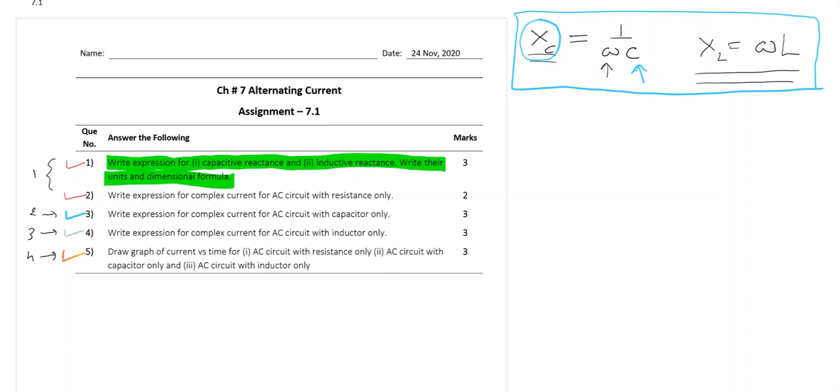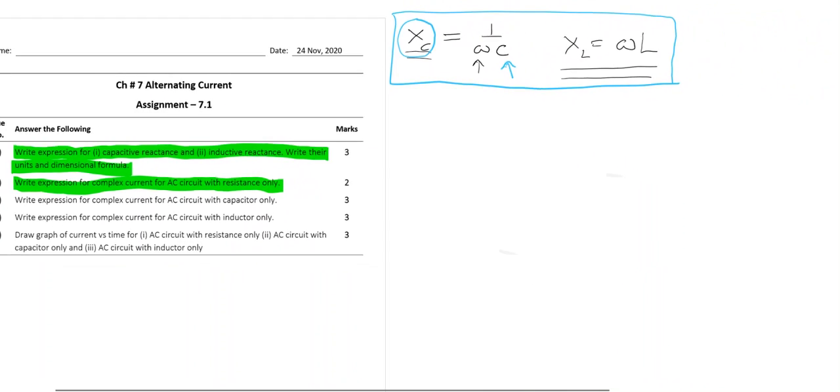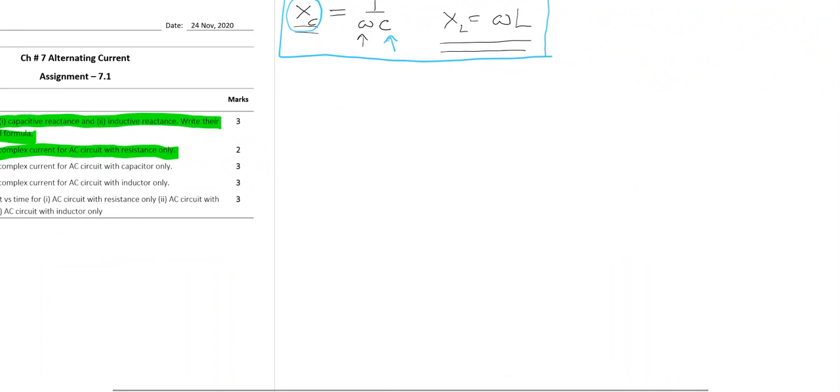How to find out the dimensional formula? I leave it to you. Figure it out. Okay, easy exercise. Second question is, write expression for complex current for AC circuit with resistance only. AC circuit and resistance only. Let us go to that.